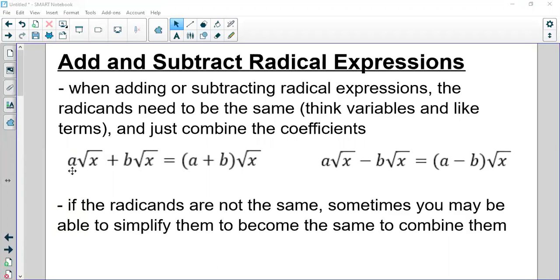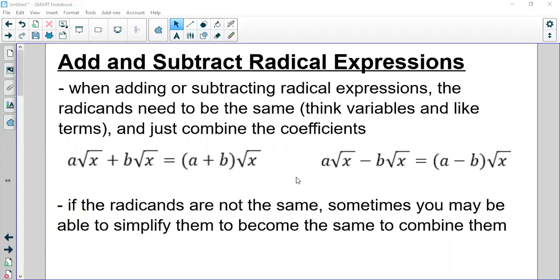So if you have a square root of x plus b square root of x, the radicals are the same. So you just add the coefficients, a plus b. If it's a square root of x minus b square root of x, the square roots are the same. You just subtract the coefficients, a minus b. It's really not that difficult once you get your radicals the same.